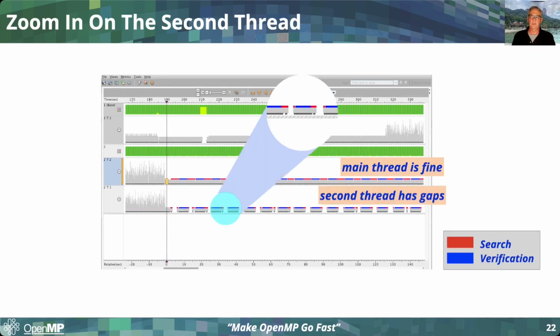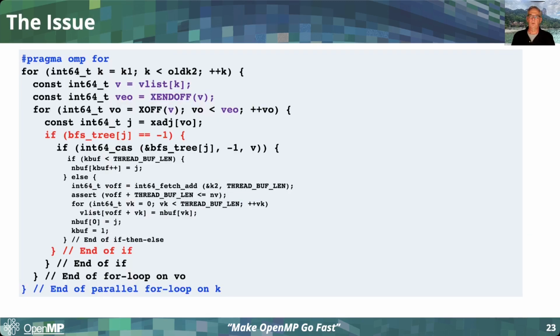Well, that's good news. But then I zoomed in and I started looking at that second thread, and what you see is there are gaps in the execution. The main thread is crunching along quite nicely. It's just doing that search and the verification. But the second thread has gaps. That's not good. It means we're not making optimal use of our resources. And the profiling tool told me this is where you spend most of your time. So let's see whether we understand where those gaps come from.